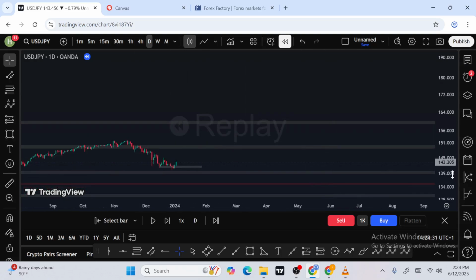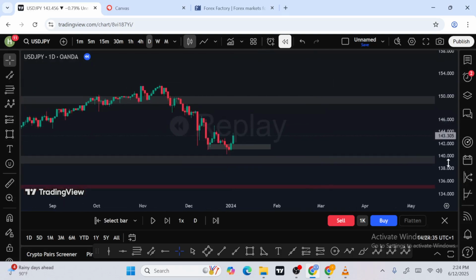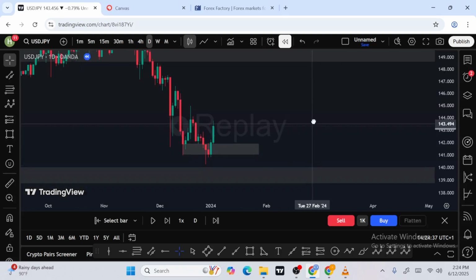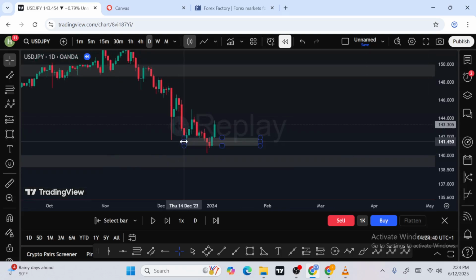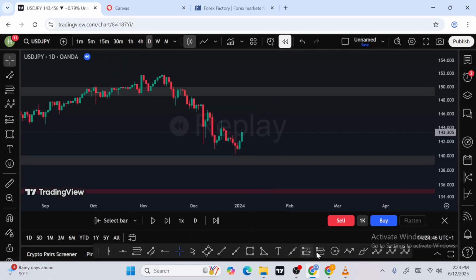Exactly the same thing that happened here. Now, let's see this market. This market is what? Coming down from here. Lower low, lower high, lower low, lower high.